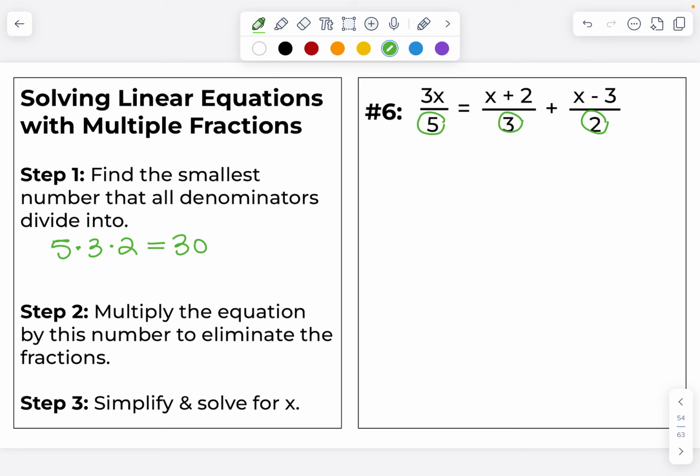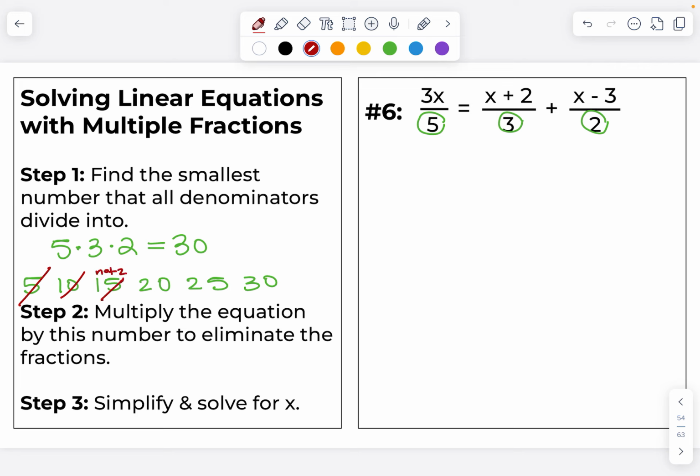So what you can do is take your largest denominator, 5, and then just skip count. 5 plus 5 gives you 10, plus another 5 gives you 15, plus another 5, plus another 5, up to 30. And you can double check and see, does 3 or 2 go into any of these? 3 and 2 do not go into 5, they don't go into 10. 3 does divide into 15, but not 2.